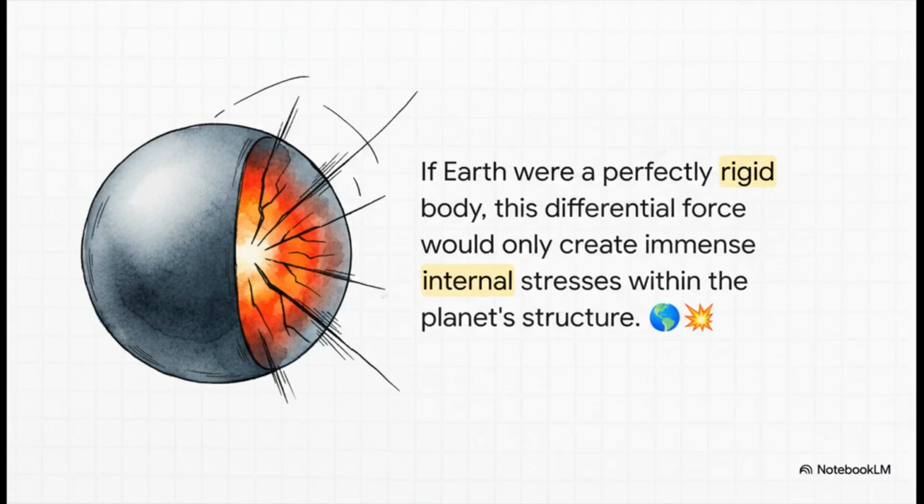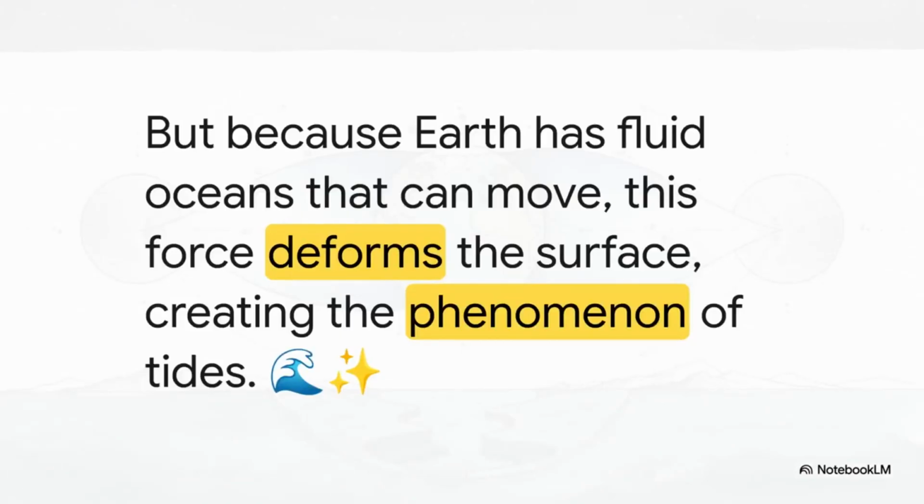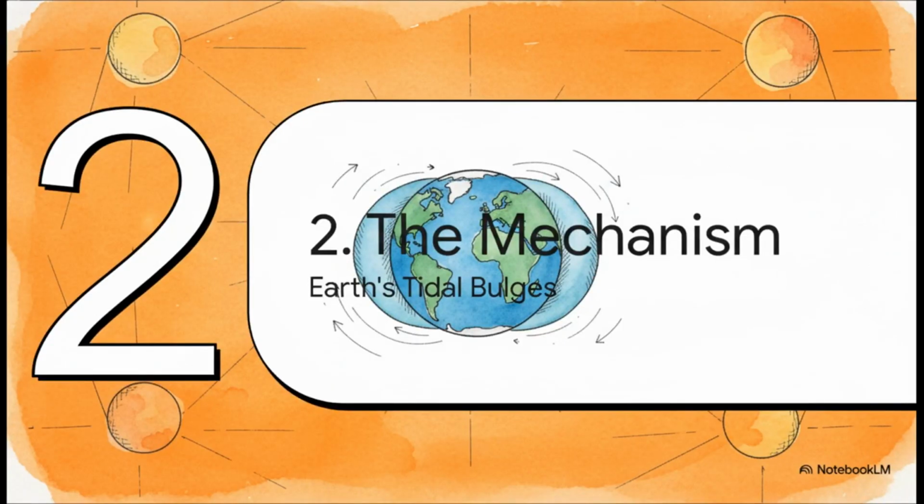Now imagine for a moment that the Earth was an unyielding, perfectly rigid sphere. This differential force would still exist, of course, but it would be absorbed internally, manifesting only as immense mechanical stress within the planet's structure. There would be no visible external effect. However, Earth is not rigid. It's covered in fluid oceans and a fluid atmosphere, both of which are free to move. And it's the response of these fluids to the perturbing force, their deformation and flow, that generates the phenomenon we call tides.